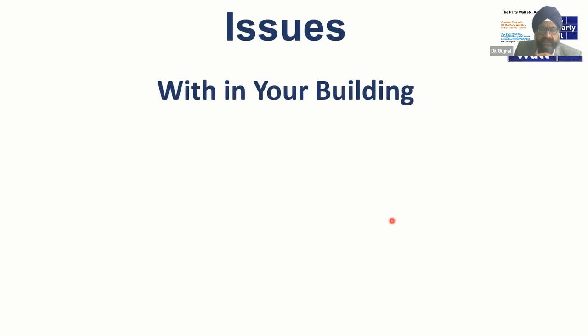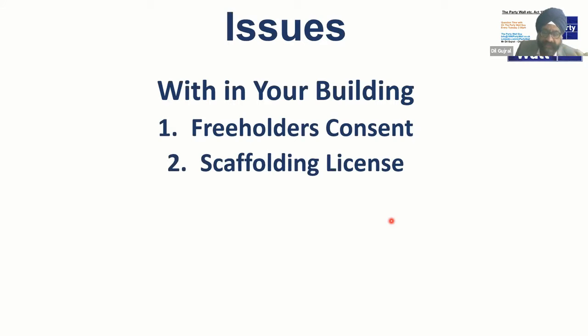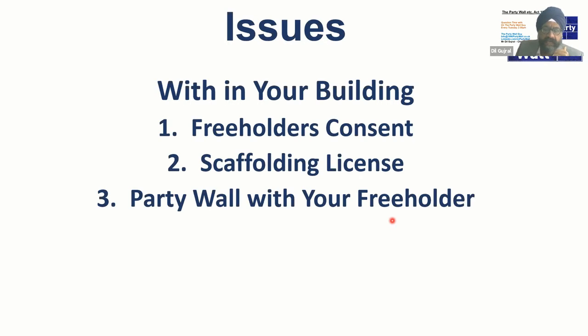So the issues involved are, within your building, you'll need to get freeholders' consent. You'll also need to get a scaffolding license, and sometimes, and this is a little bit loose here, people feel that you need a party wall agreement with your freeholder. Actually, you don't, because if you can wrap 3 of these issues up into the party wall consent, that means all 3 are dealt with. So if you get your freeholders' consent to build your flat on top of your building, you can wrap up scaffolding licenses within that. So they'll give you a scaffolding license.